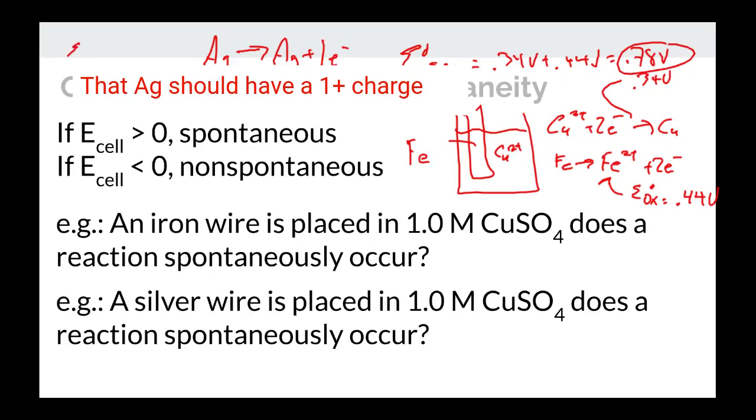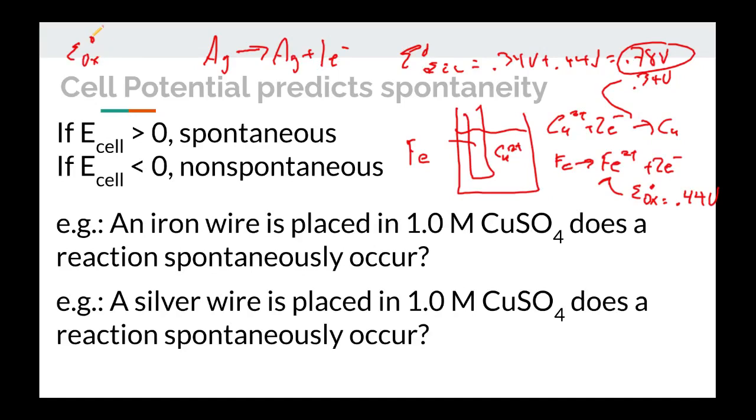And the reduction potential for silver, you can look up, is positive 2.87 volts, so the oxidation potential would be negative 2.87 volts. And so the cell potential is going to be the oxidation potential, negative 2.87 volts, plus the reduction potential, positive 0.44 volts.